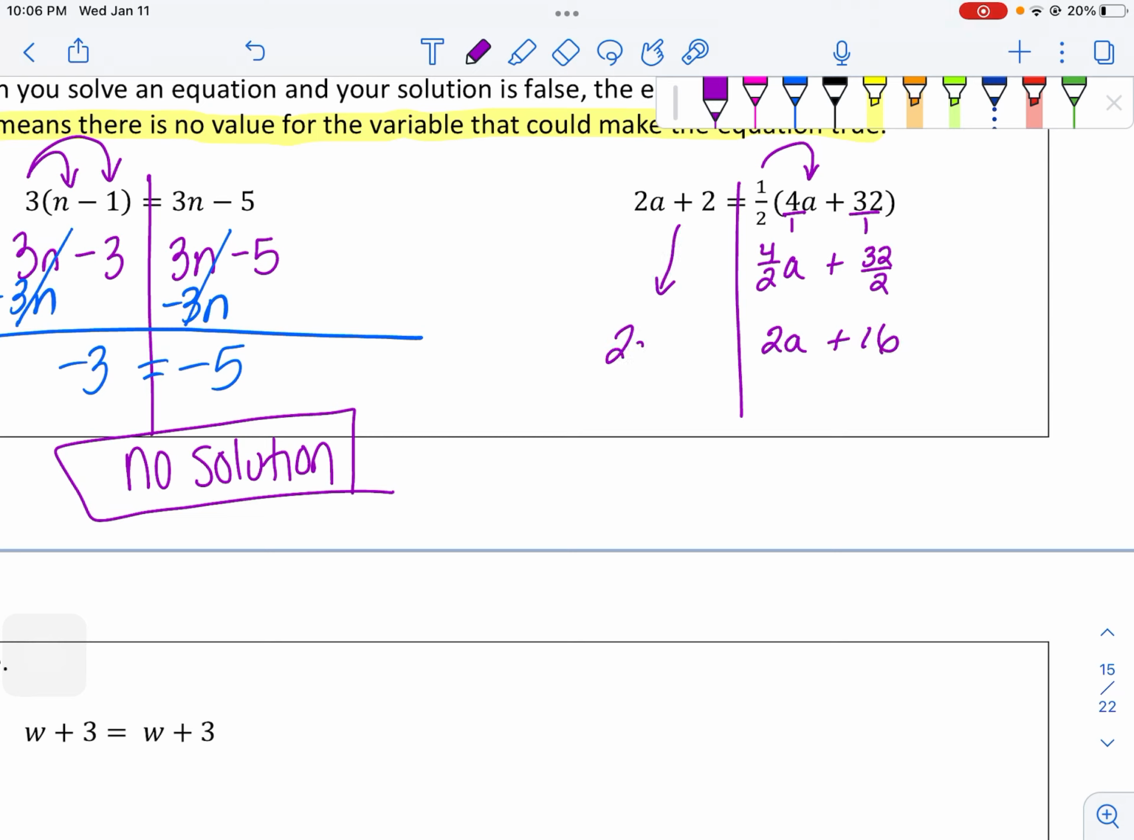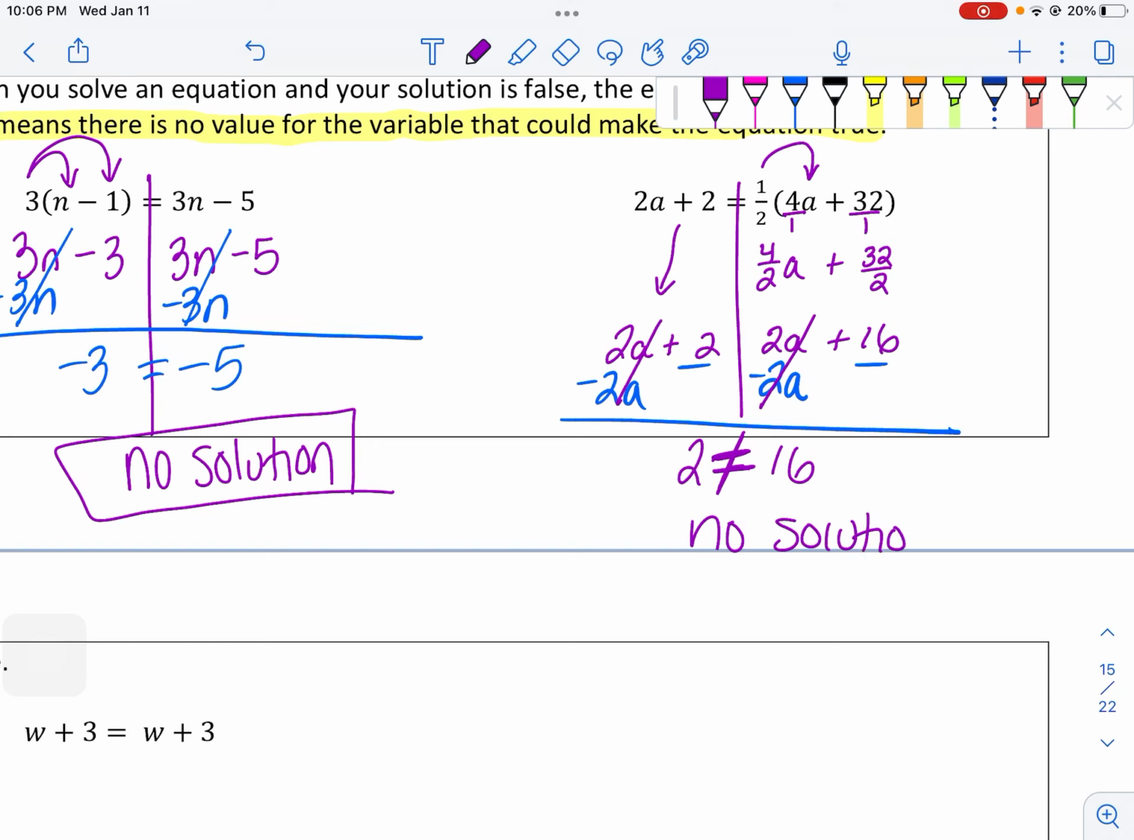And then on this side, you still have 2a plus 2. You might notice right away that you have the same values for a on either side, but different values for the constants. So that's a key indication that this is no solution, because when you go to solve, you subtract your a values to the other side, and they cancel or equal 0 on both sides. So then you're left with 2 equal to 16, which is not true. So this is the not equal symbol, which means we had, again, no solution.